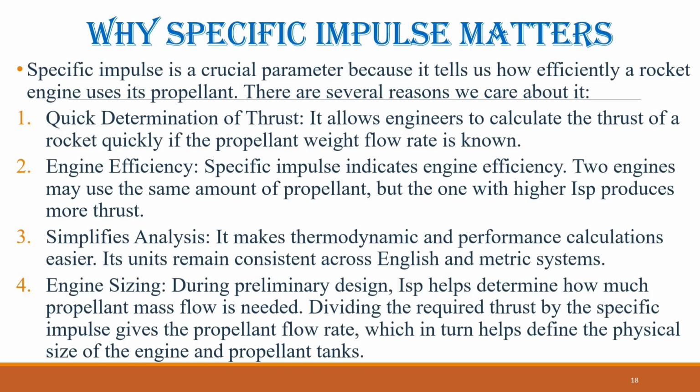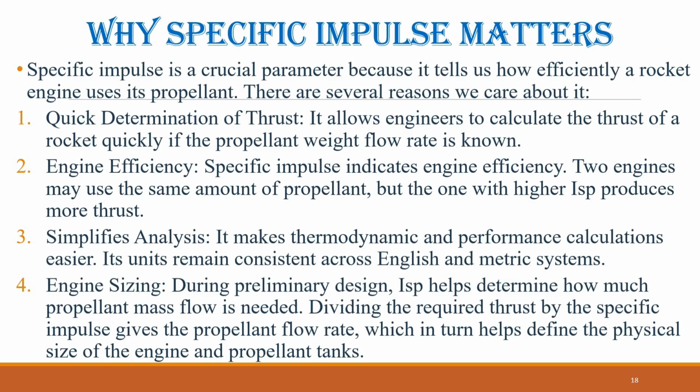1. Quick determination of thrust. It allows engineers to calculate the thrust of a rocket quickly if the propellant weight flow rate is known. 2. Engine efficiency. Specific impulse indicates engine efficiency. Two engines may use the same amount of propellant, but the one with higher ISP produces more thrust.